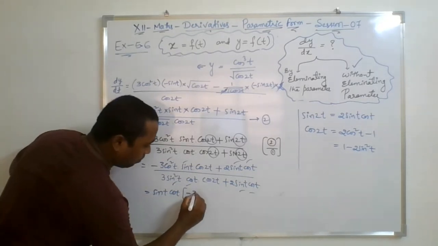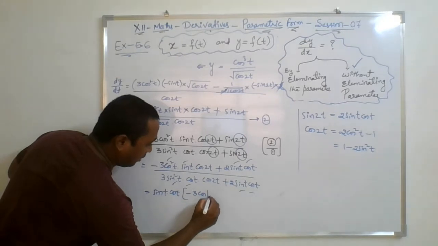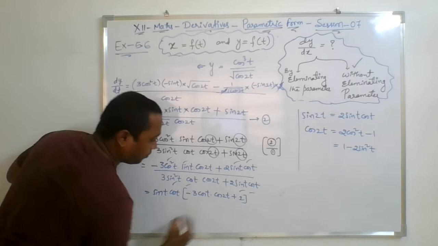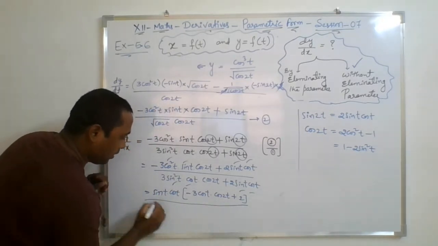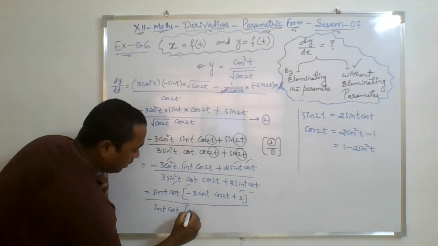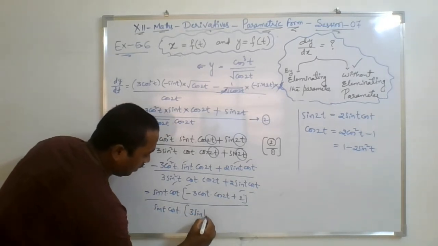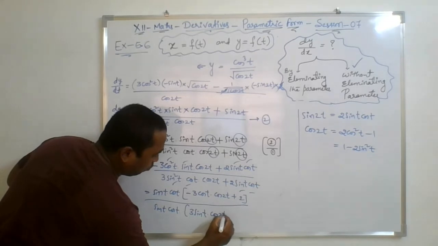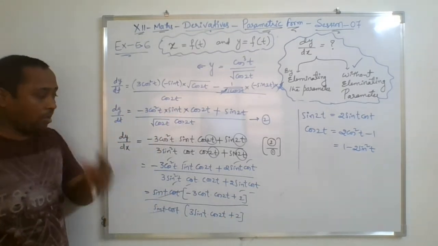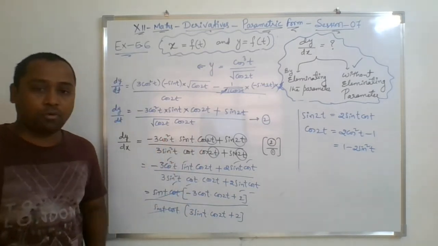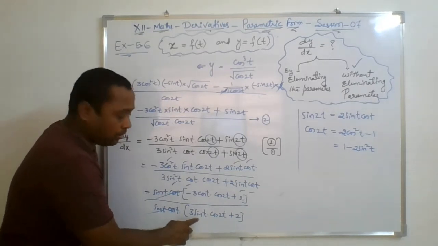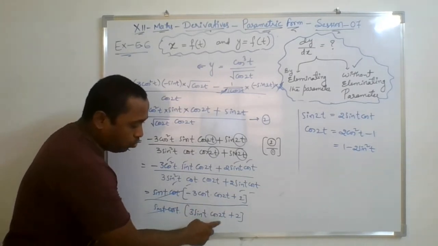It reduces to minus 3 cos t into cos 2t plus 2, upon 3 sine t into cos 2t plus 2. So common factors get cancelled. Now the expression is reduced somewhat, right? But still we have different angles. Here t is there and here 2t is there.